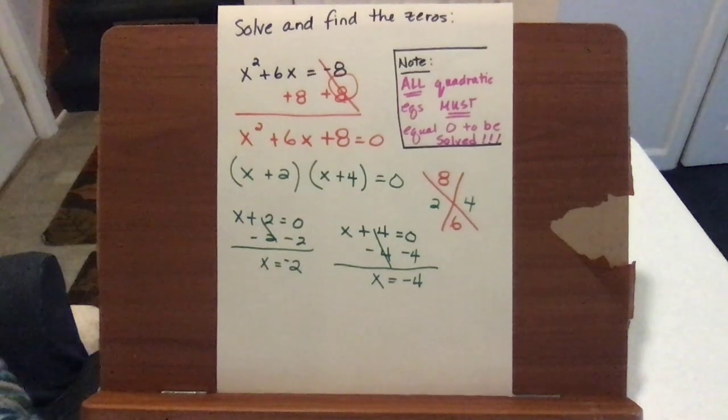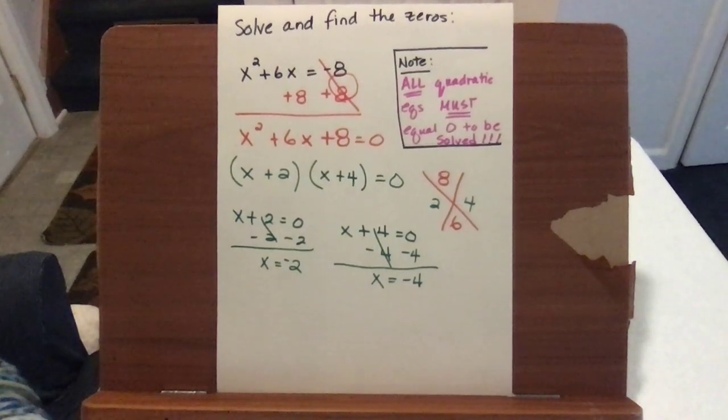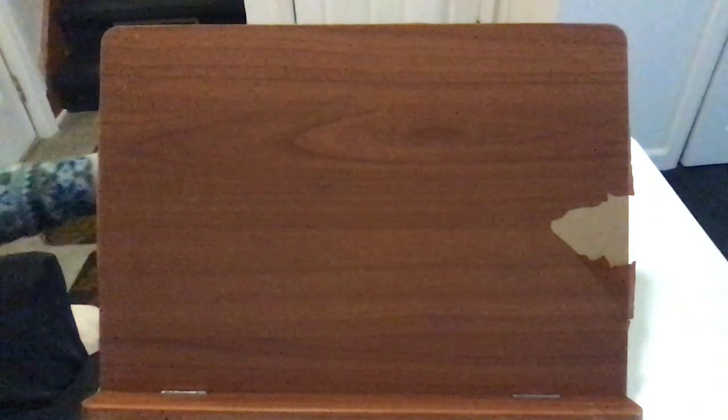I had to put that negative on that too. Those are our two x-intercepts for this parabola. If we graphed it, we would see that that is where it hits the x-axis. All right, let's try another one.